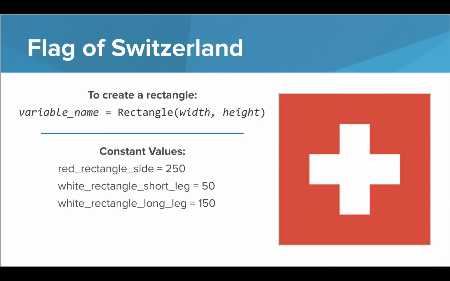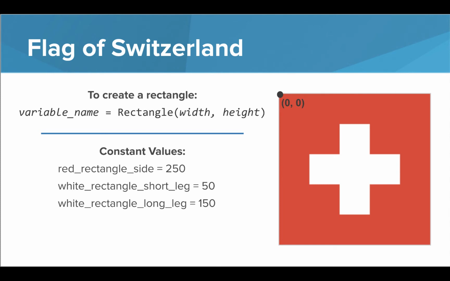We're going to complete an exercise where we're being asked to draw the flag of Switzerland, which is a square with a red background and a white cross in the center. We are given some constant values, and before we get to writing our program, let's take a minute to plan. First, we'll set the size of the canvas to 250 by 250 pixels. And then create a red rectangle with sides of 250 pixels to fill the screen.